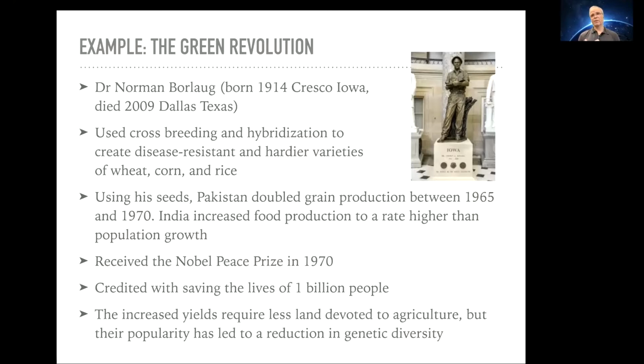He crossbred with plants that had sturdier stalks or grew taller or denser or grew faster, but were nevertheless still nutritious. Using his seeds, Pakistan doubled grain production between 1965 and 1970. So in 5 years, they doubled grain production. And India increased food production to a rate higher than population growth.